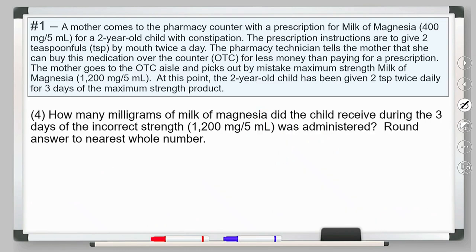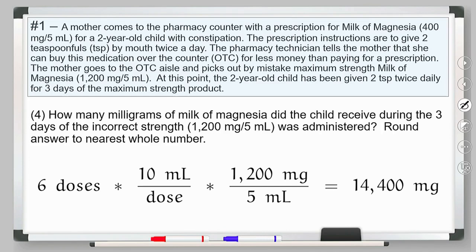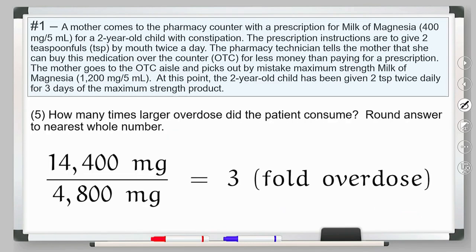What did they receive? Well, it's exactly the same thing, except what they received was actually the wrong concentration at 1,200 milligrams per 5 mLs. So doing all this math all the way across says, again, in the end, they ended up with 14,400 milligrams. And the last question wants to know how much of an overdose that was. Well, you take the amount that the child actually got, divided by the amount the child should have gotten, and you see that is exactly a 3-fold overdose. Basically, they consumed 3 times the amount of drug they should.